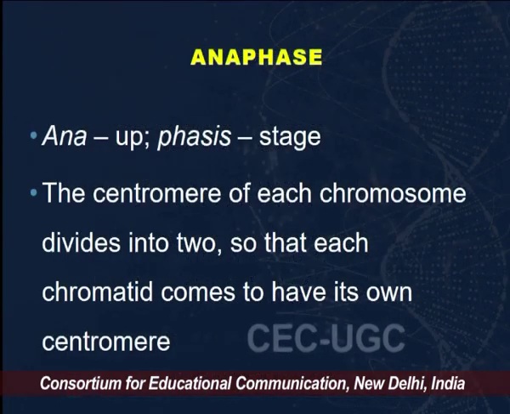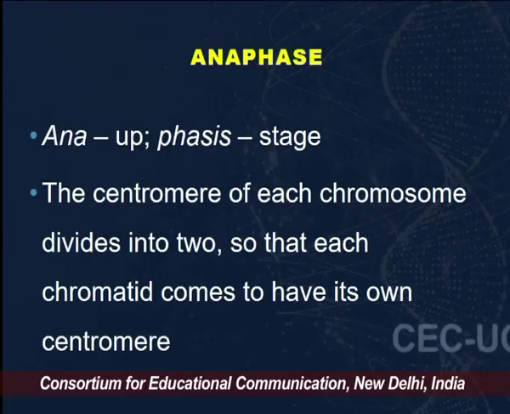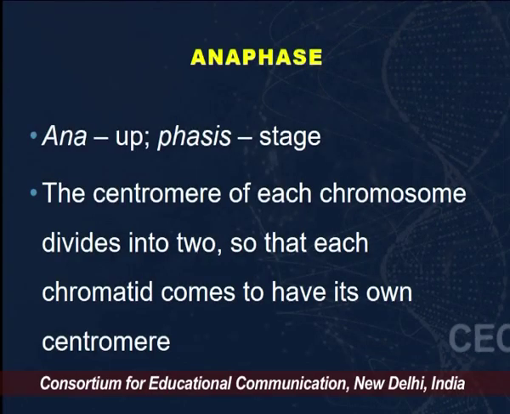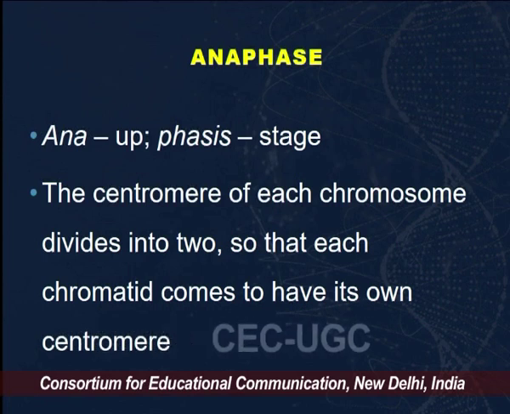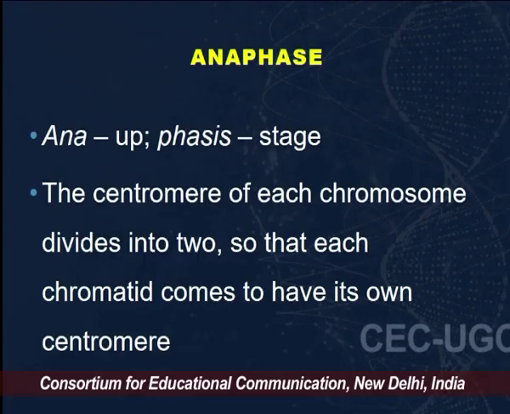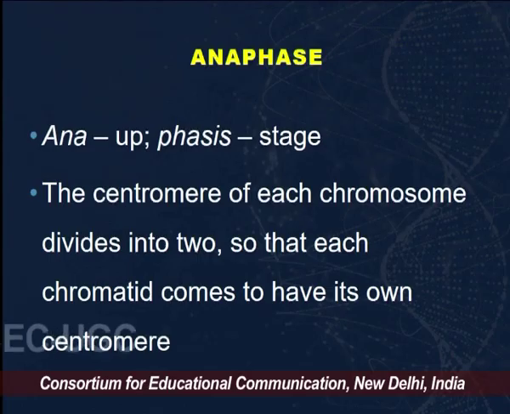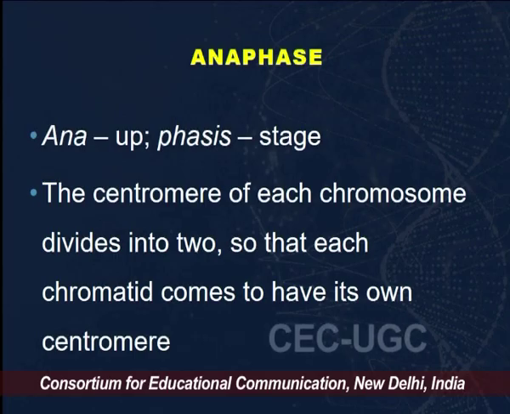So, once this stage is done, that discontinuous fibers have attached to the kinetochores of the chromosomes, the cell enters into another phase which is called the anaphase. Anaphase is the up stage, the up phase of cell division, and the centromere of each chromosome divides into two, so that each chromatid comes to have its own centromere now. So, this is the time when the chromosomes divide into two and each chromatid has its own centromere.